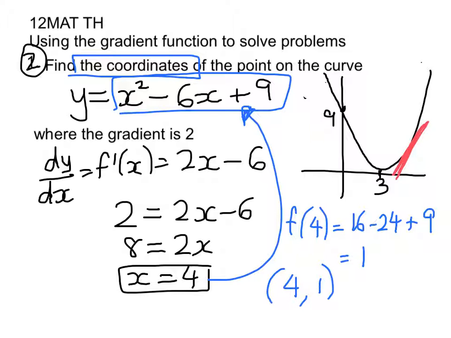Make sure you can tell the difference between the first kind and the second kind. Here, we're finding a gradient, so we have to solve for a value of x. In the first one, it's easier because we're given a value of x. Now we'll look at the third kind of problem.